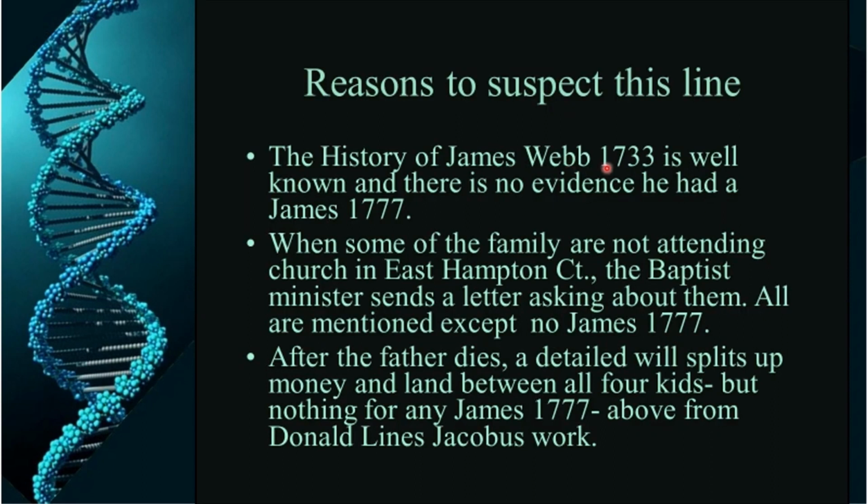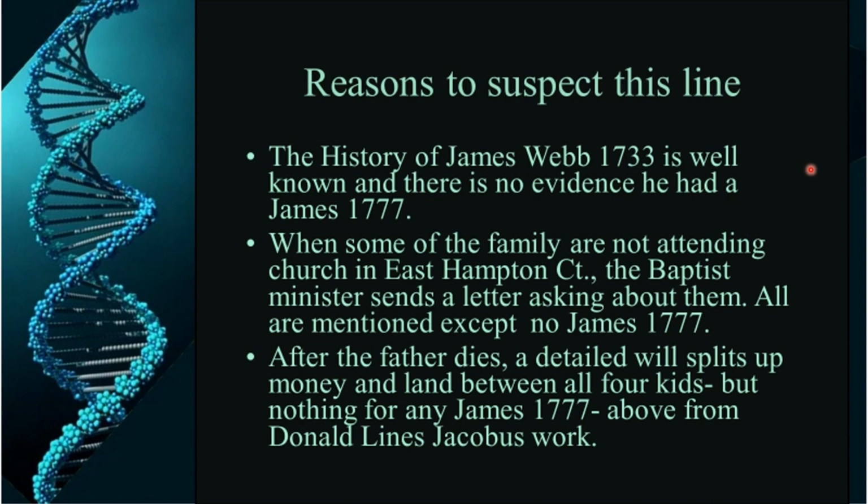The history of James Webb 1733 is well known. No documentation he had of James 1777. When some of the family are not attending church in that East Hampton, Connecticut Baptist church, the Baptist minister sends a letter asking about him. Everybody in the family is mentioned except no James 1777. After the father dies, a detailed will splits up the money and the land between all four kids, but nothing for any James 1777, from Donald Lyons Jacobus' work.